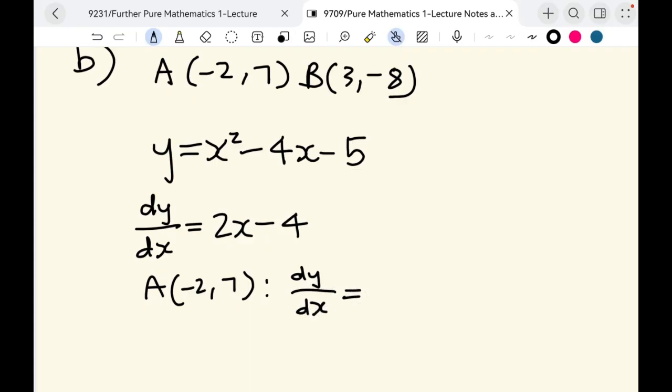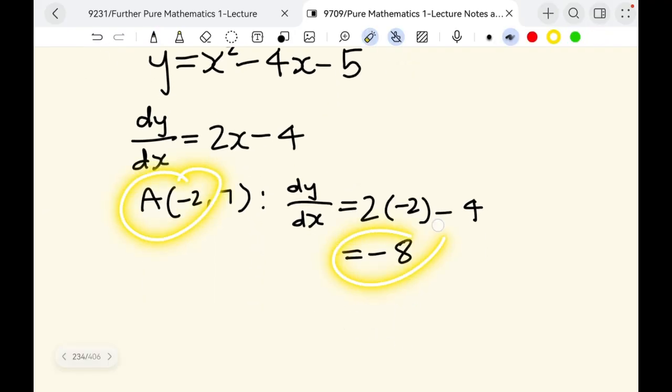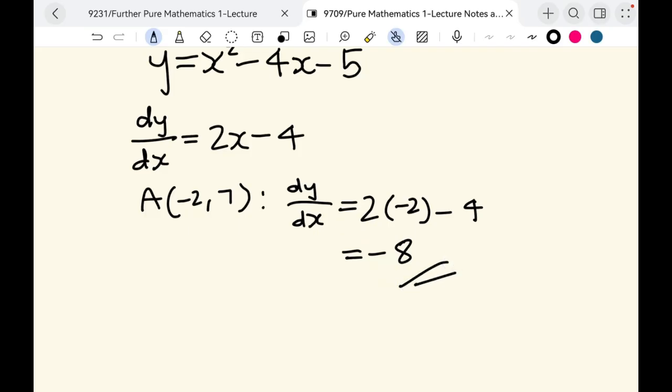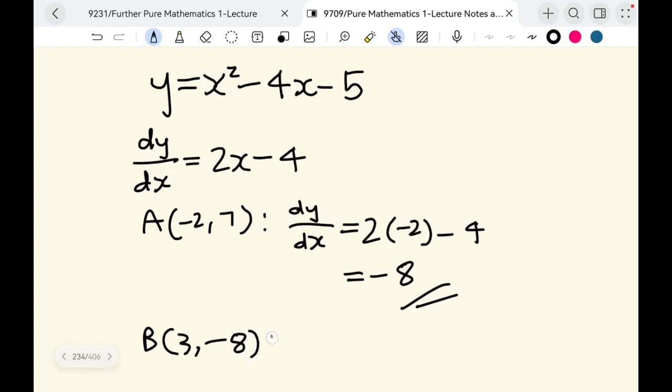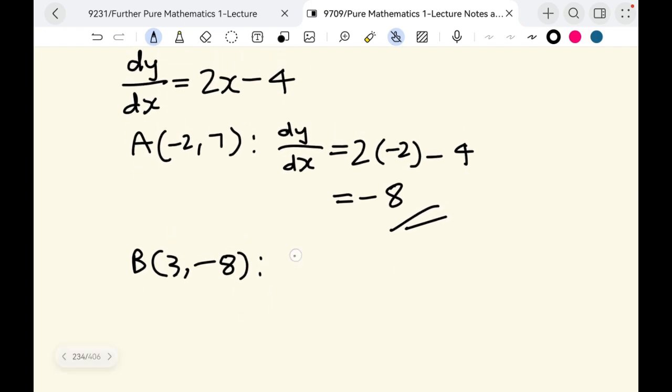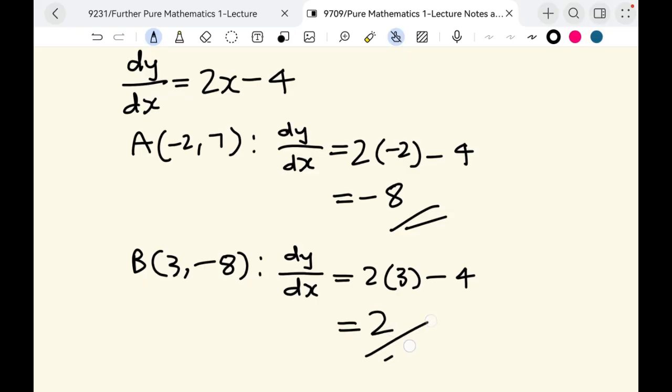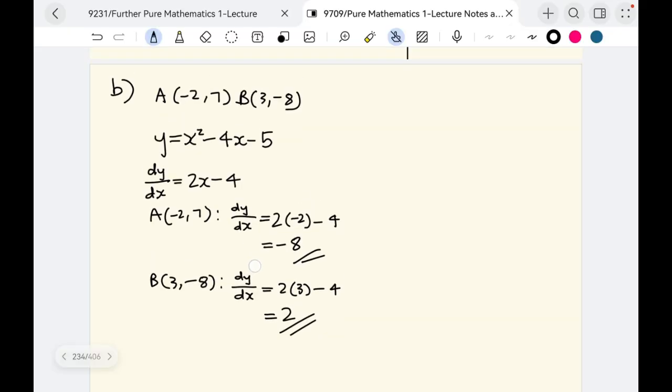So dy/dx, or the gradient of the tangent at point A, is 2 times negative 2 minus 4, which is negative 8. So at point A, its gradient is negative 8. This is your answer for the gradient at A. Repeat the same way for B. We only take the x coordinate for each. So the gradient at B is positive 2. The second question is very simple.